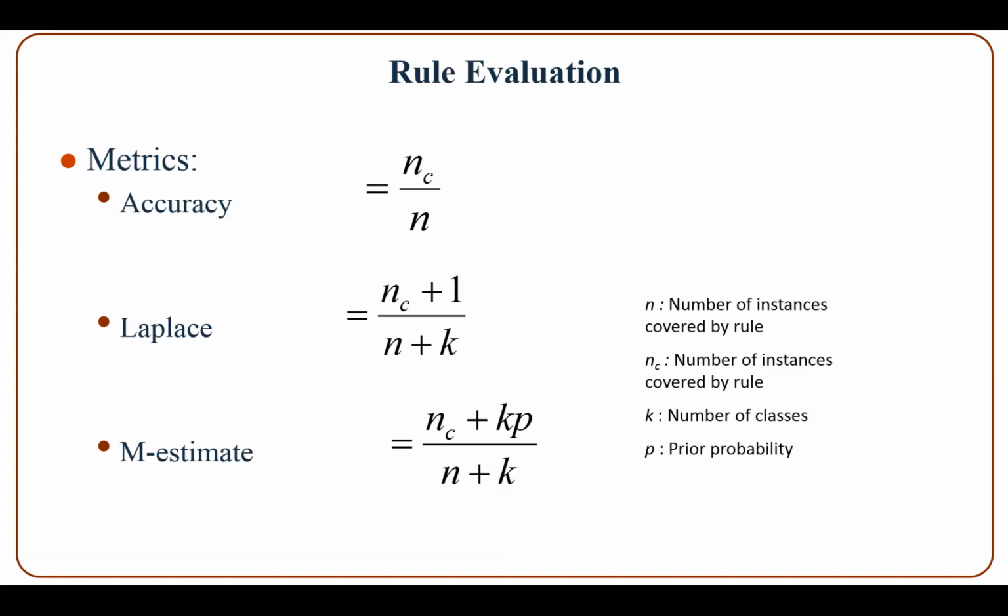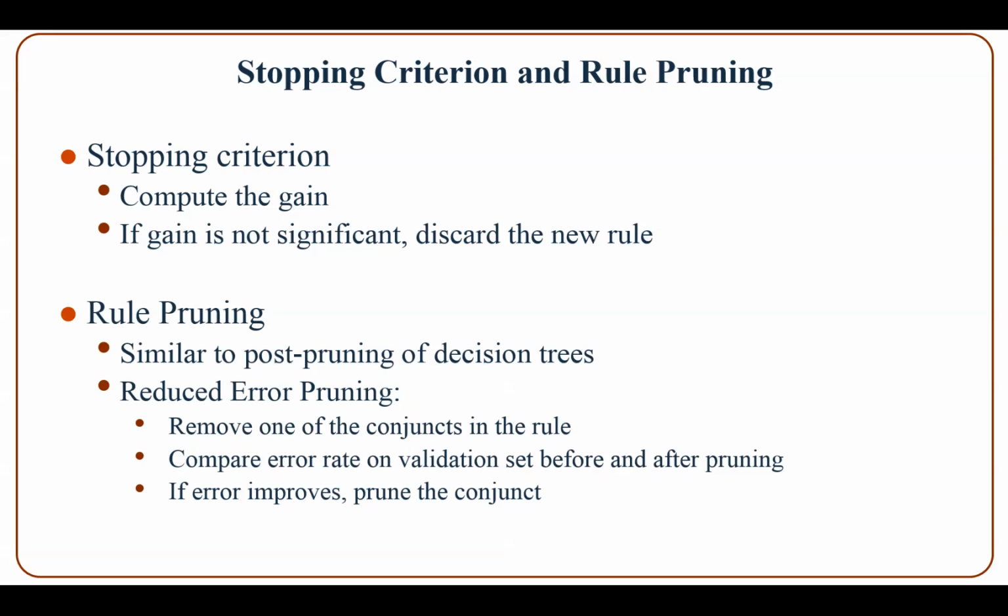Rule evaluation is needed to determine which conjunct should be added or removed during rule growing. Normally, accuracy is an obvious choice. However, you may have the case that a rule has high accuracy but low coverage. In that case, several approaches can be considered. One is an evaluation metric that takes into account the rule coverage, for example, Laplace and M estimate. Another is FOIL's information gain or likelihood ratio. Regarding stopping criterion, the gain is computed, and if it's not significant, then the new rule is discarded. Regarding rule pruning, it is similar to post-pruning of decision tree.